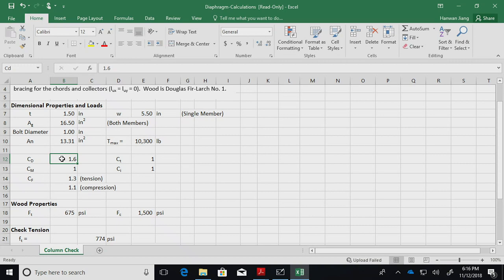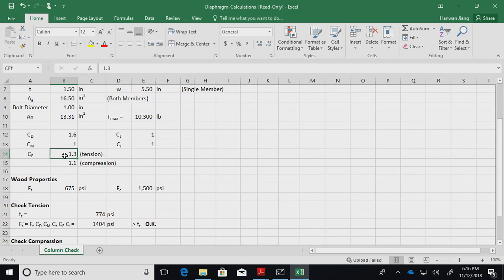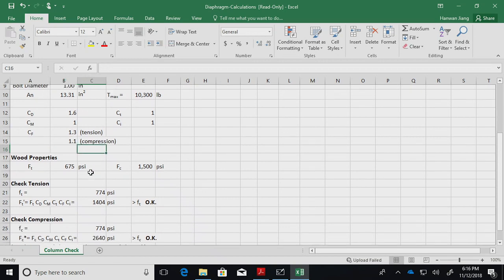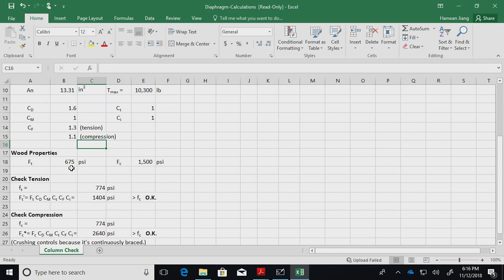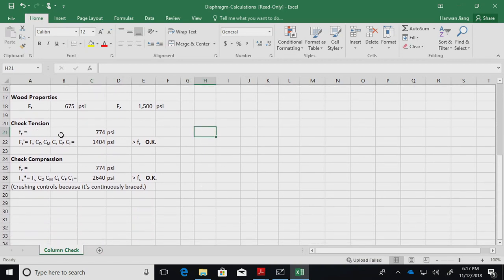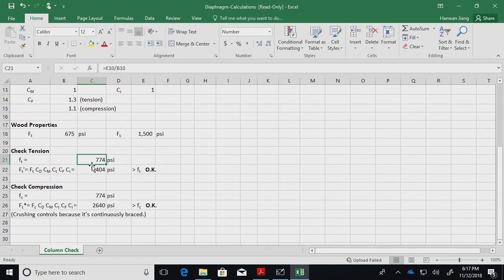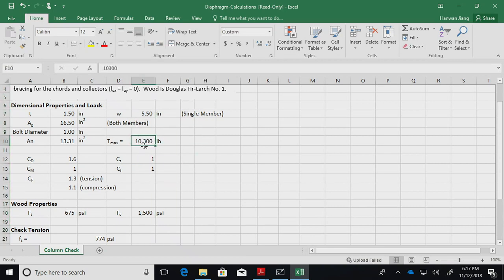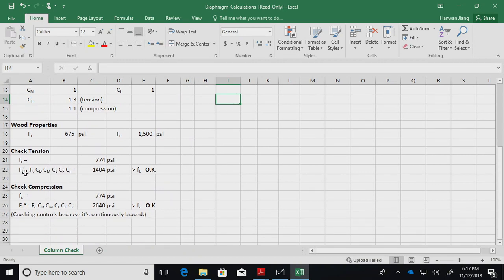Duration, so that's the wind load, so the duration factor is 1.6. Don't forget to apply the size factor, so 1.3 for tension, 1.1 for compression. And for the wood properties, the reference design value for tension is 675 psi, compression 1500 psi. So check tension, right? Tension is the force divided by the area. So E10 divided by B10, the maximum tension force divided by the net area, accounting for the effective area of the two layers. And check the tension.